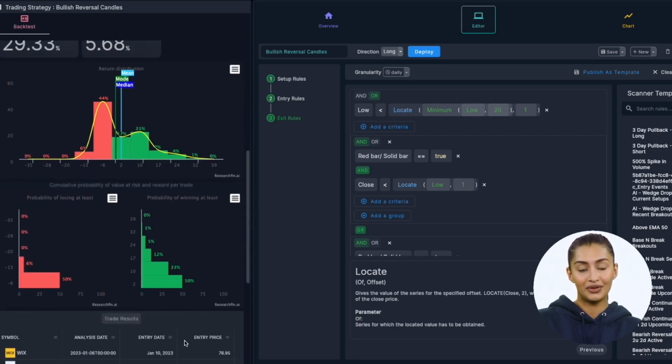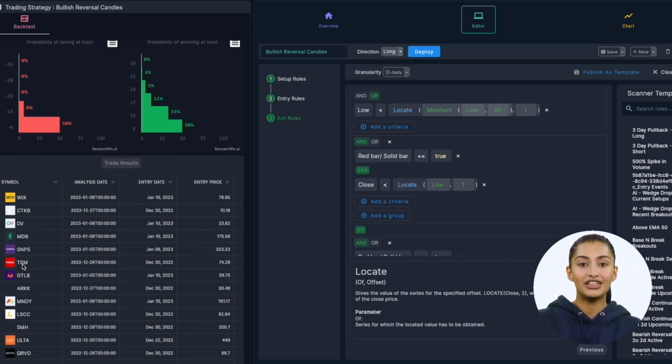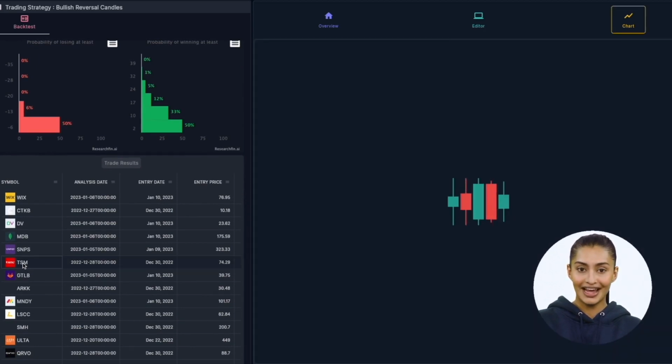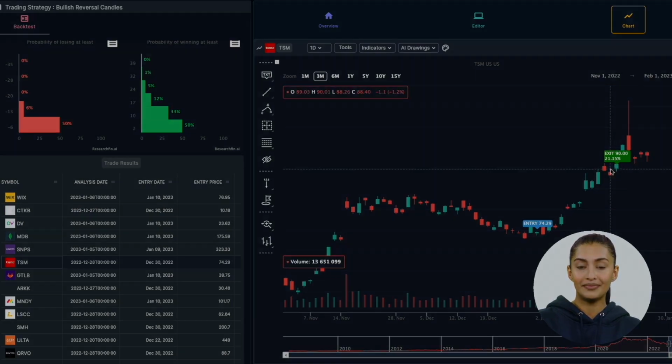Finally, we can see the list of historical trades. Let's select one of them to load the chart to visualize the entry and exit. Here we can see that the position was entered on the next day market open after our criteria were met. We can also see the exit after the criteria were met with about a 21% profit here.